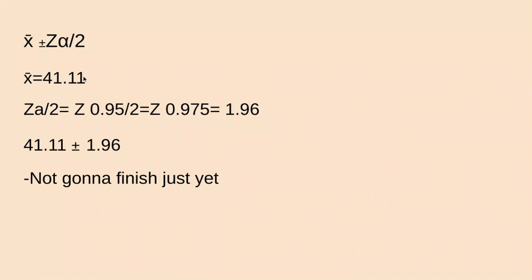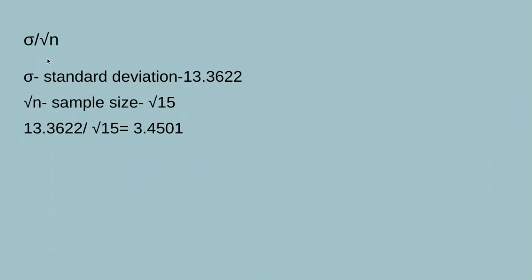This is our average. Then z alpha over 2 is going to be z, and we're looking at 95, which is our interval, divided by 2 equals z 0.975, and that gets you to 1.96. And so then we are going to be looking at this problem now as $41.11 plus or minus $1.96. We're not going to finish this just yet, though. We're going to go on to the other section of the equation, which is the standard deviation divided by the square root of n.